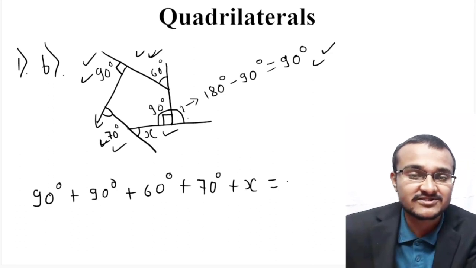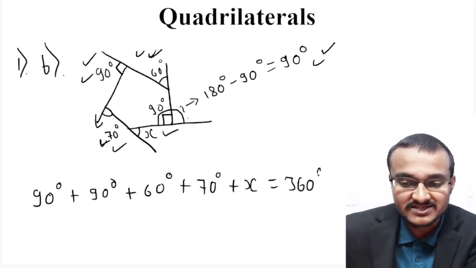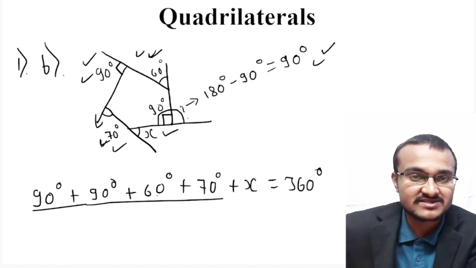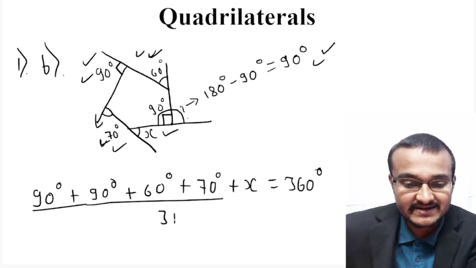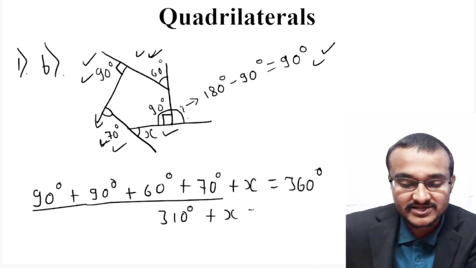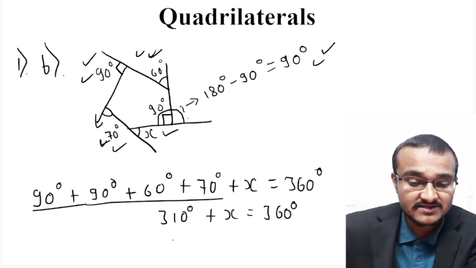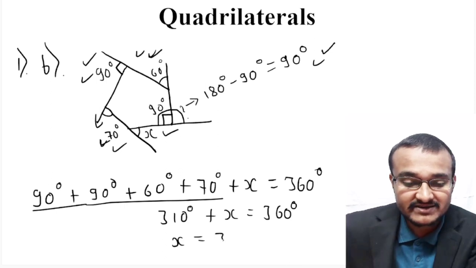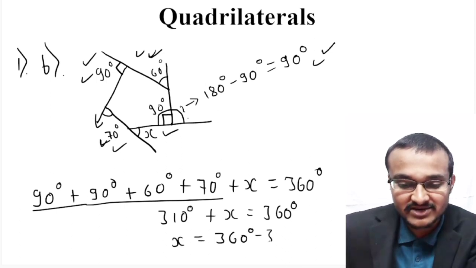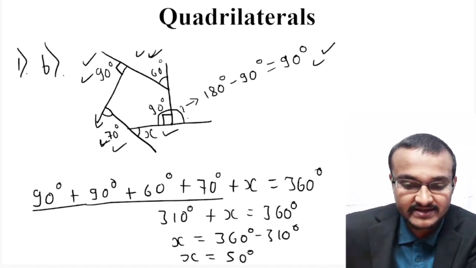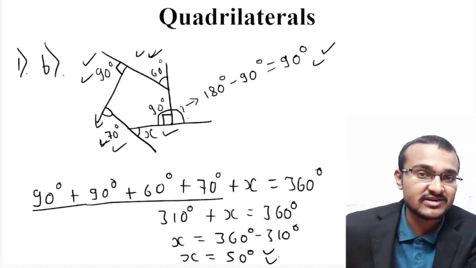The sum of all exterior angles of a polygon will always be equal to 360 degrees. Now you can add these four terms. 90 plus 90 is 180, 180 plus 60 is 240, 240 plus 70 is 310 degrees, plus X is equal to 360 degrees. Now you can bring this 310 to the RHS, so it will become minus 310. So X will be equal to 360 degrees minus 310 degrees. So X is equal to 50 degrees. This is the answer for this B question.